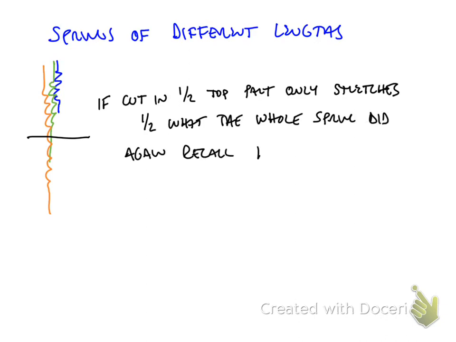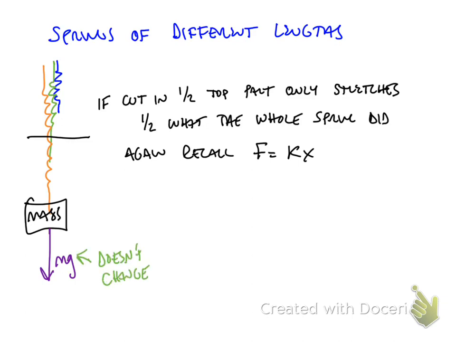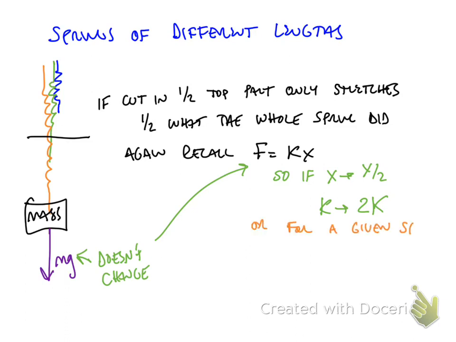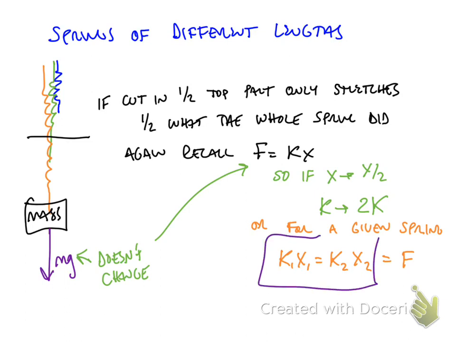So when we look at that, again, remember that F equals kx. And if I have some mass hanging on here, it's the same mass, so it's not going to change, which means that the left side needs to stay the same. So that means if x goes to x over 2, it's going to stretch half as much. Then k goes to twice the k. So in general, again, we could say for a given spring, k1x1 equals k2x2.